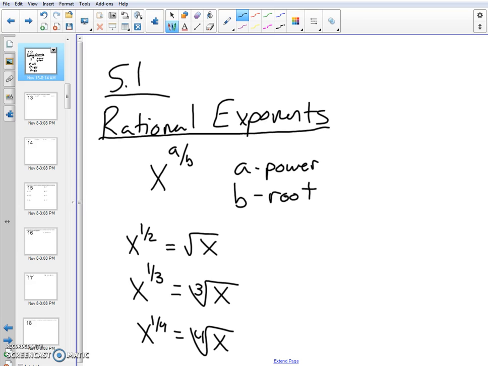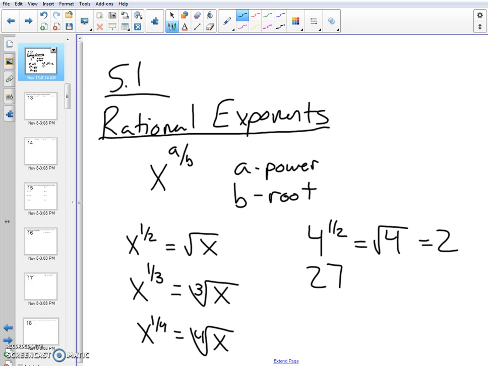So for now, we just have that top part of the fraction, the numerator, being a 1. We'll see in a little bit what happens when that is something other than 1. A really basic example would be 4 to the 1/2 power. This would just be another way of writing the square root of 4, which we all know is 2, because I multiplied 2 times itself twice.